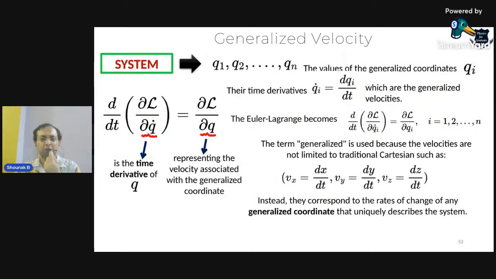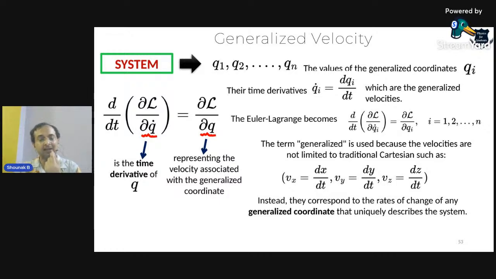Okay. So from here, what we get is this one. We can say that if a system is represented by q1, q2, ..., up to qn, the system is fully determined by the values of the generalized coordinates and their time derivatives, which are the generalized velocities. Time derivative means what? It would be velocity, distance by time. So it becomes generalized velocity.